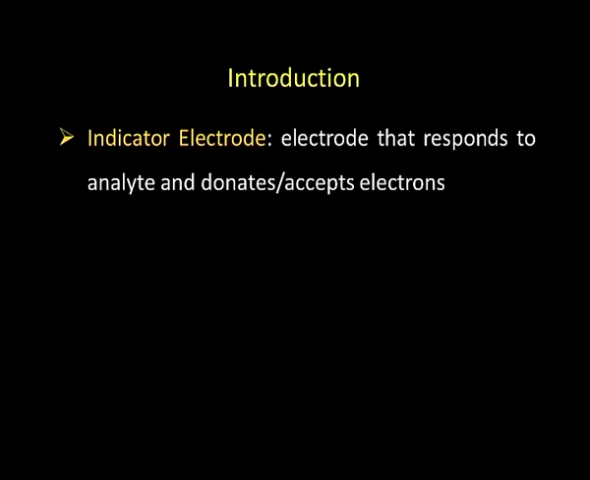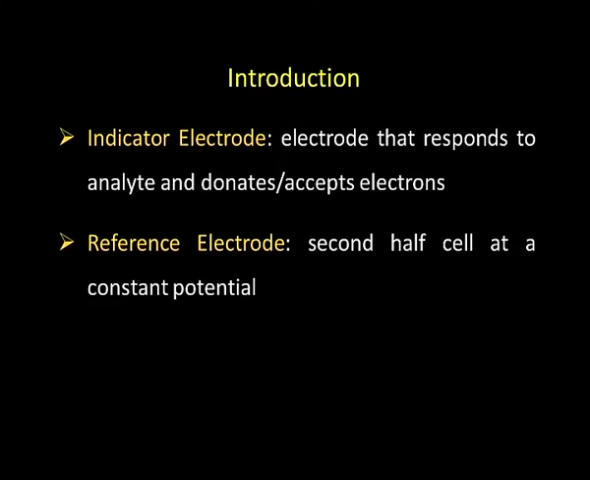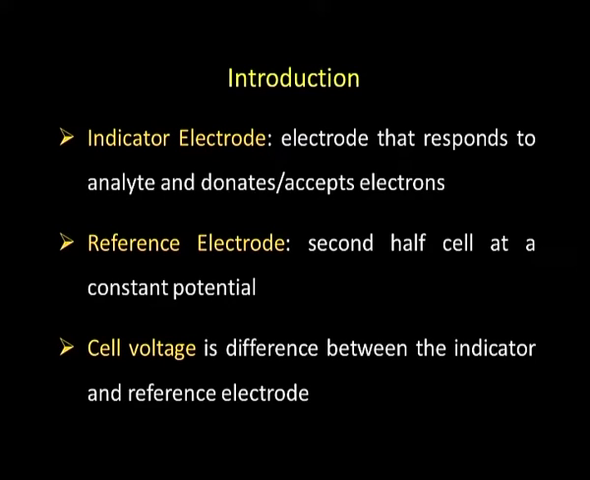The role of the counter electrode is reduced to that of supplying a reference potential, and thus the counter electrode is called the reference electrode. Indicator electrode is the electrode that responds to analyte and donates or accepts electrons. Reference electrode is the second half cell at a constant potential. Cell voltage is the difference between the indicator electrode and reference electrode.